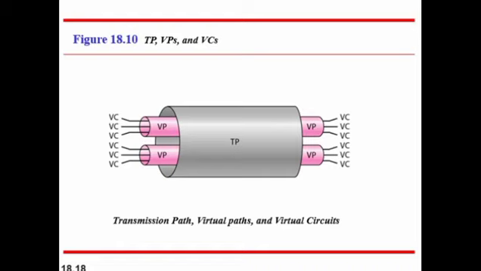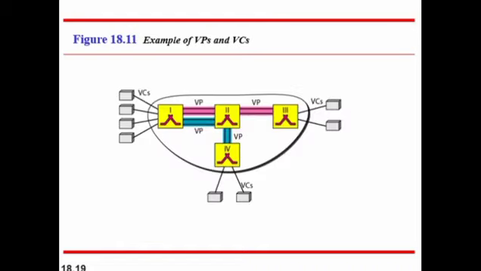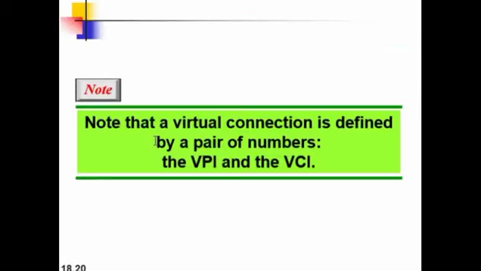The next is an example of the virtual paths or the virtual circuits. Here you can see some virtual circuits, and the switches are connected with each other. The path between them is the virtual path, right? The next is that a virtual connection is defined by a pair of numbers, the VPI and VCI, the virtual path identifier and the virtual circuit identifier, right? When a virtual connection is made, it must comprise some virtual circuits and virtual paths. In order to identify them, we need to make use of the pair of numbers, the virtual path identifier and the virtual circuit identifier.